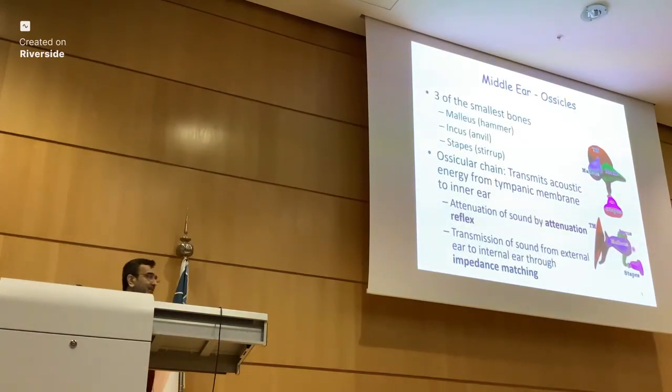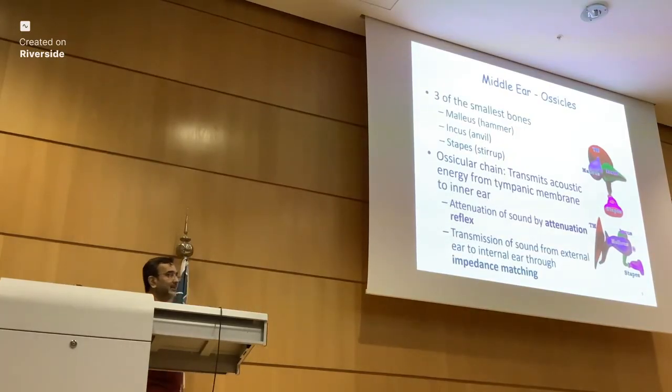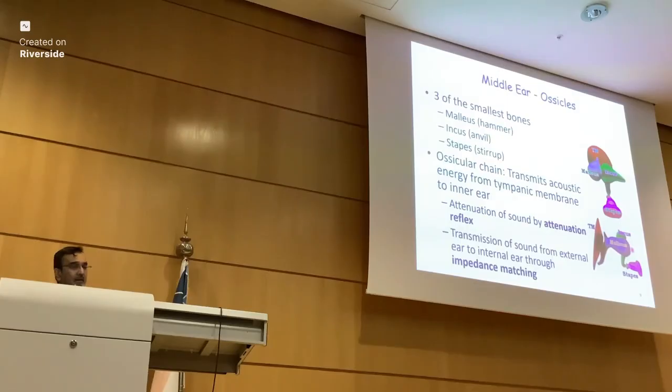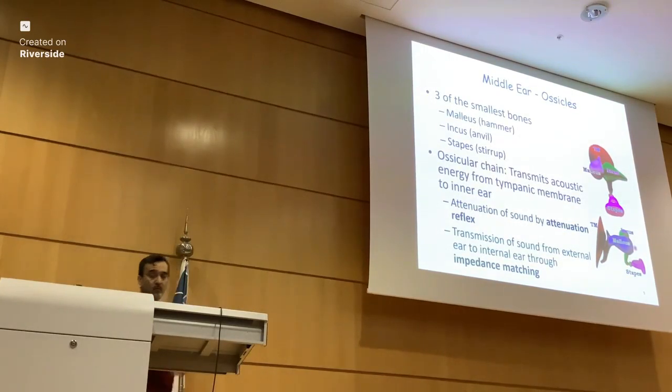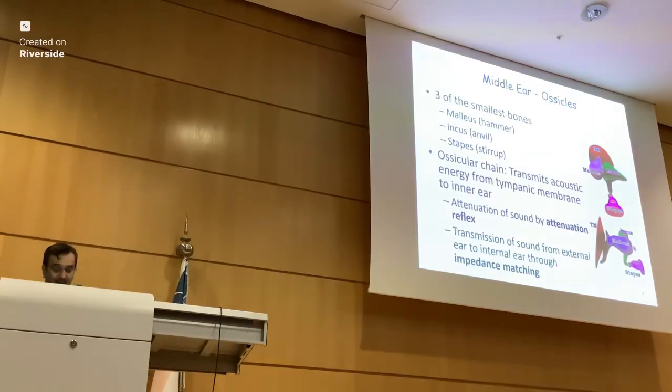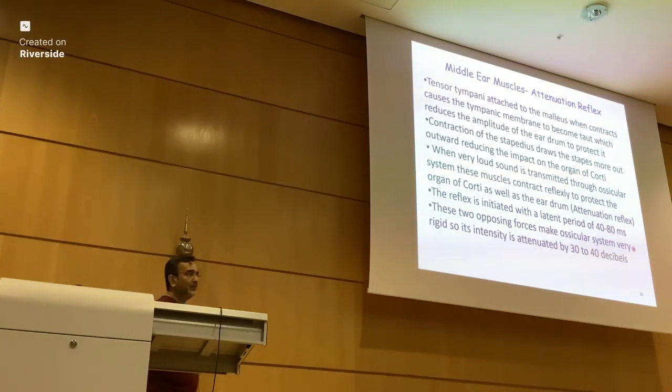Then we have the middle ear, and the tympanic membrane is at the partition between the external ear and the middle ear. And the other thing which is there in the middle ear are these ossicles, the malleus, the incus, and the stapes. And there are two particular reflexes which the middle ear does, and these are the two major functions of the middle ear. One is the attenuation reflex, and the other is impedance matching. So this is the primary function of the middle ear.